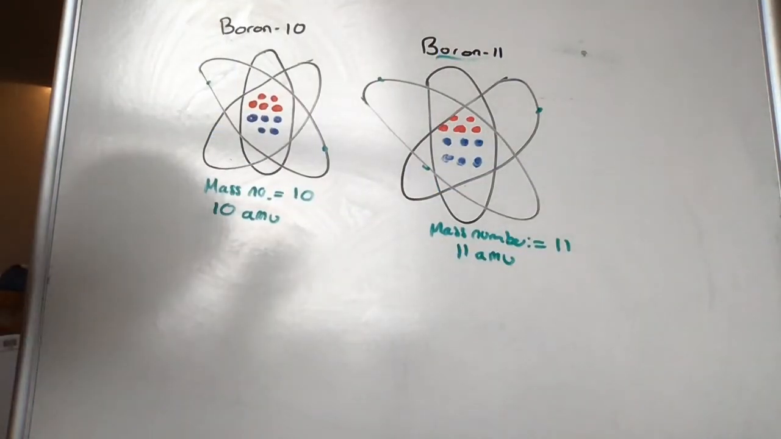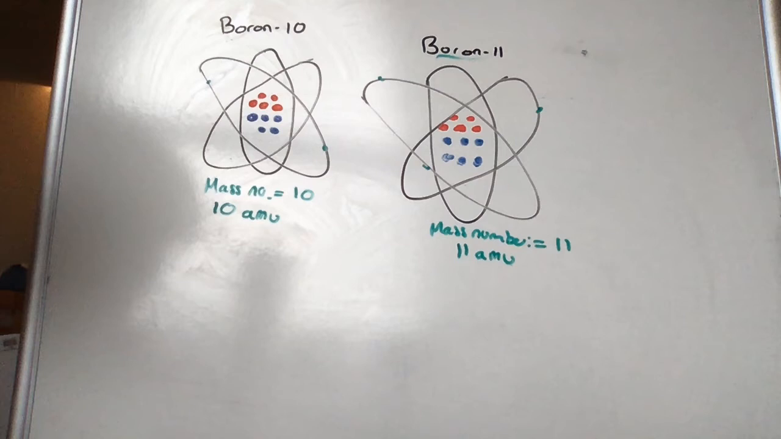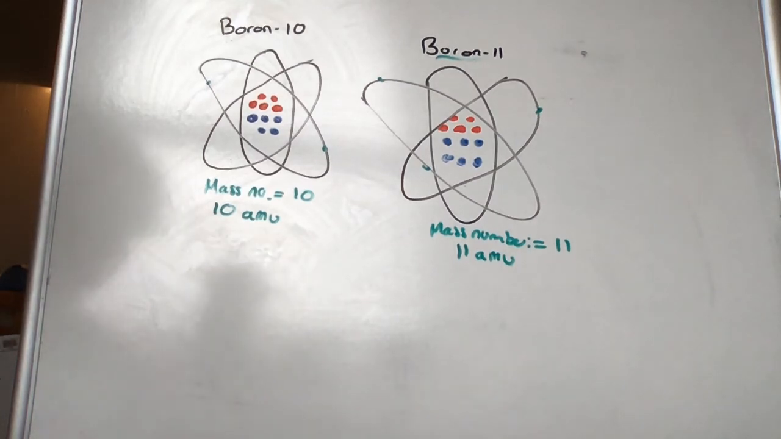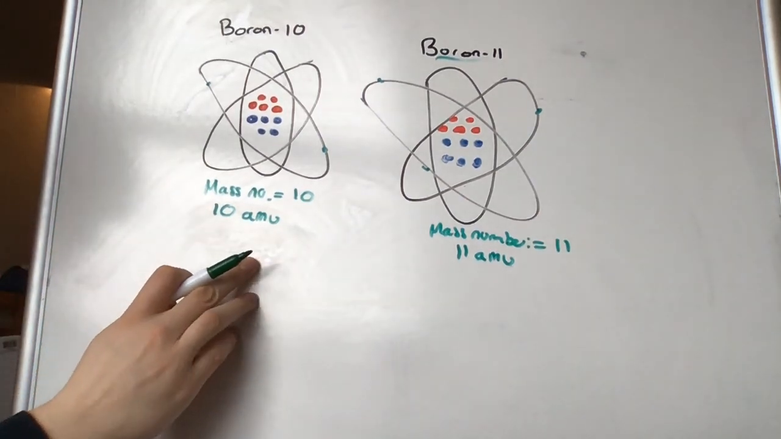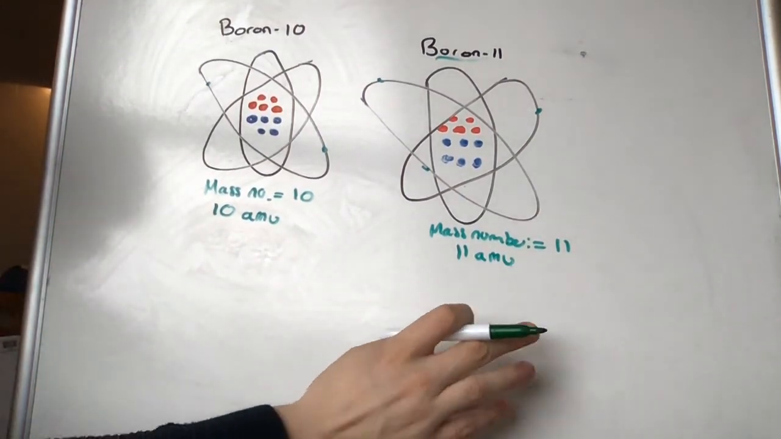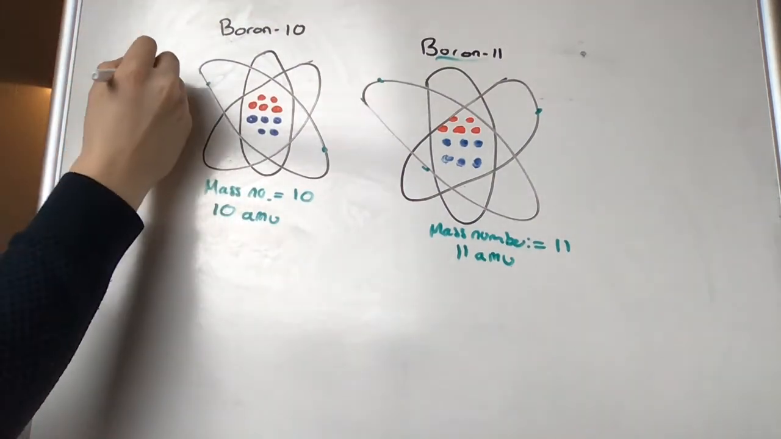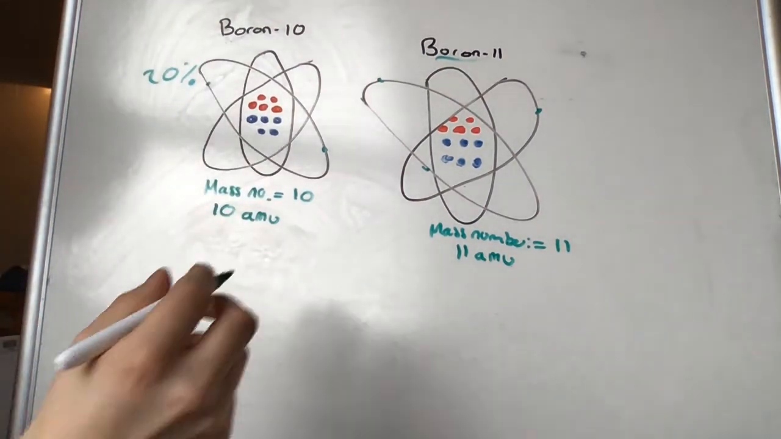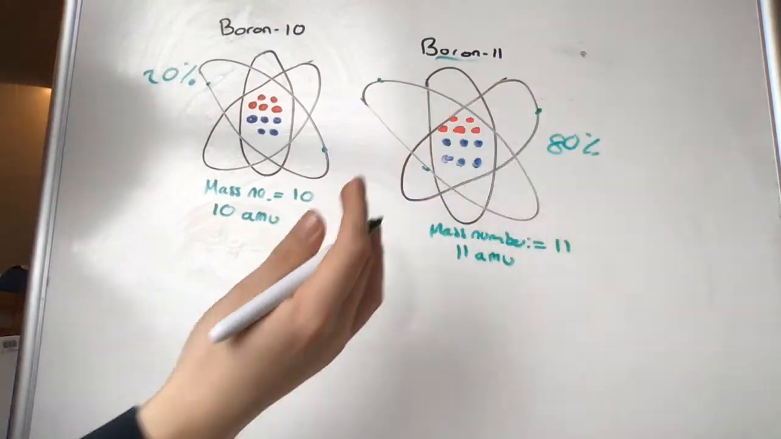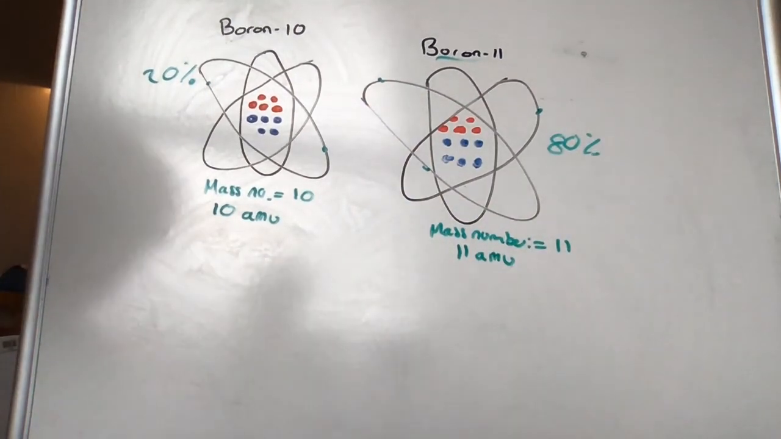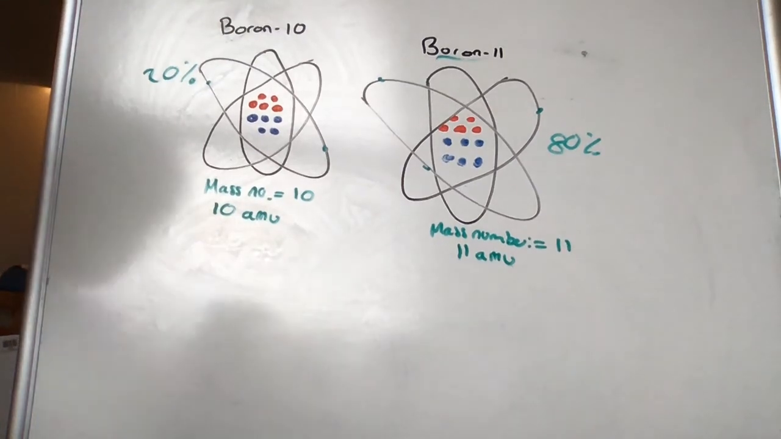Now atomic mass asks us, what is the average mass of a boron atom? So we've got these two atoms of boron here. We've got boron 10, that weighs 10 AMU, and we've got boron 11, which weighs 11 AMU. And that's what its mass is. But here's the thing, there is only 20% of this guy, and there is 80% of this guy. So now we're asking, we've got these two types of boron, what is the average mass of the boron atom?